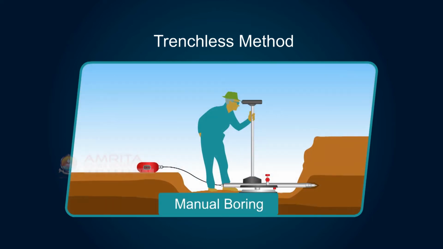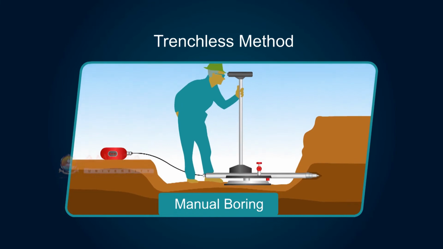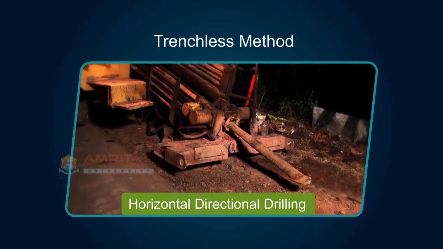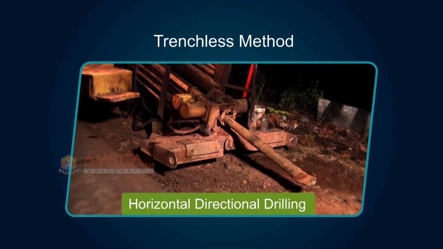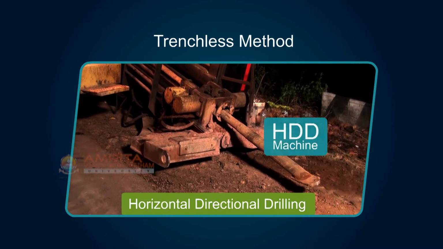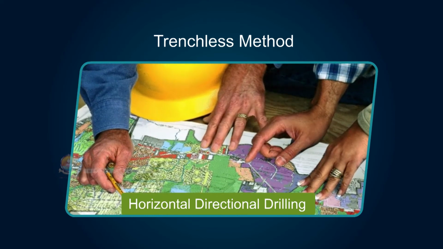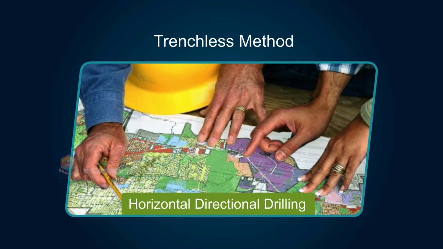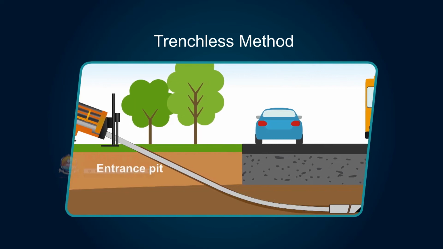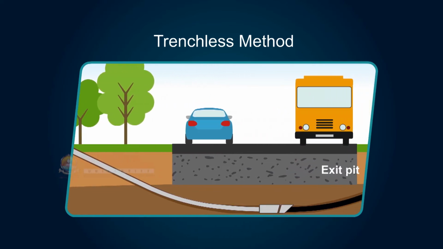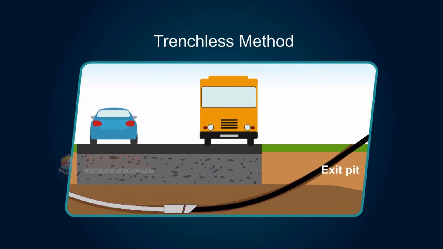Manual boring is done manually with a small hand boring machine. In horizontal directional drilling, the underground trench is made by an HDD machine. Before HDD begins, the crew carefully plans the drill path to avoid any damage to underground utilities. An entrance pit at the start and an exit pit at the end are drilled.